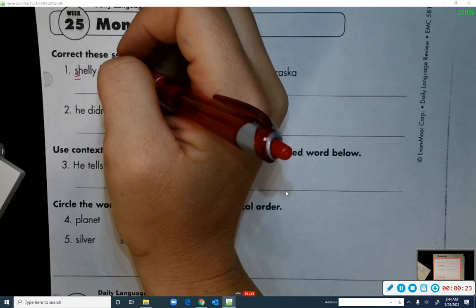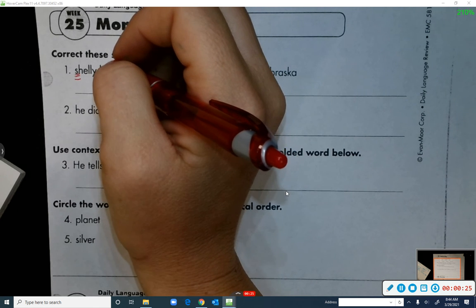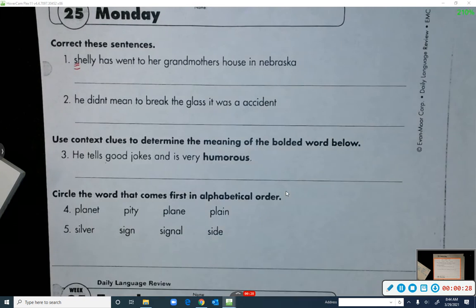If we're going in order, what would you correct next? Bryson? Shelly went. Okay, so what do you mean? What do I need to correct about it? Good. We can actually take out has, or there's another way you could have done it. Shelly has gone. Shelly has gone to her grandmother's house in Nebraska.